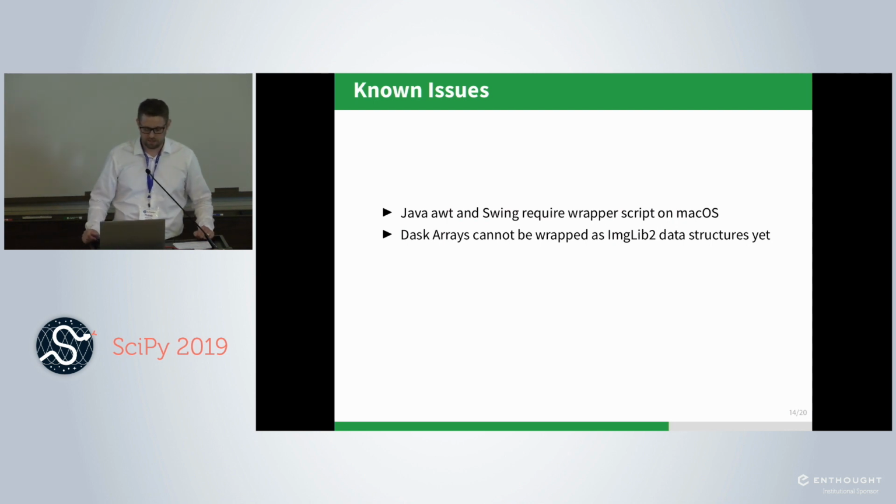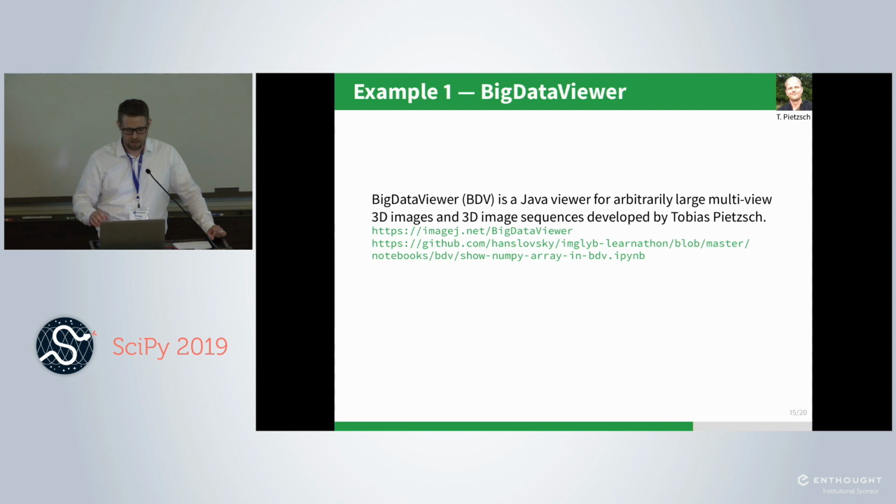Another current issue is that Dask arrays cannot be wrapped as ImageLib 2 data structures yet. So if you have a chain of Dask mappings, we cannot display that in BigDataViewer, which would be awesome, because then you could just put it at the end of your workflow and see what's happening right on the fly as it comes out. But unfortunately, that's not possible yet. But let's get back to the cool stuff and look at some examples.